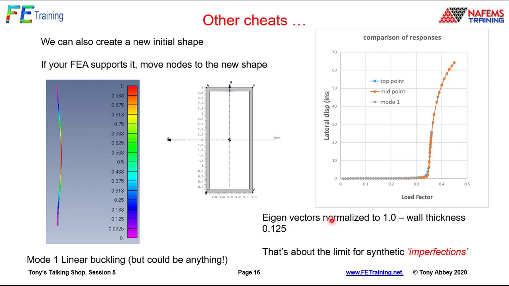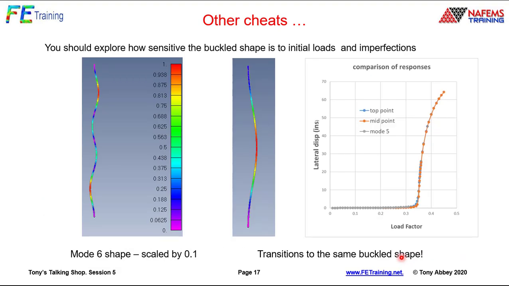And lo and behold, I run the analysis and I get exactly the same overlay. So again, it's showing that this is really insensitive to whether I put a push load on it or use some kind of imperfection. So it's all about really the cheating, as we're seeing, introducing these synthetic kind of imperfections is really the idea.